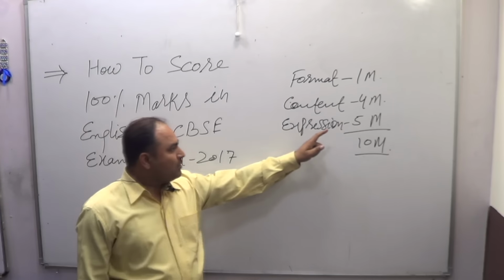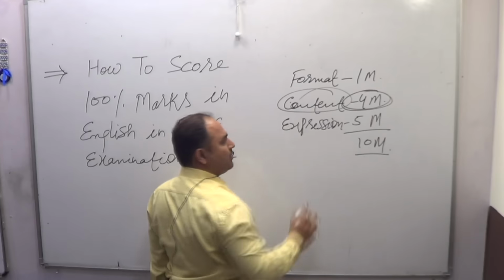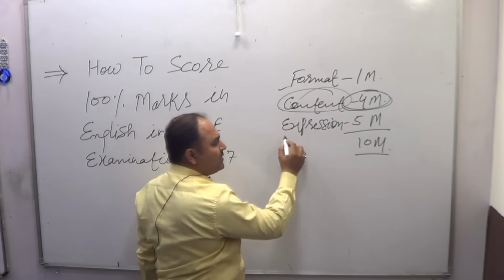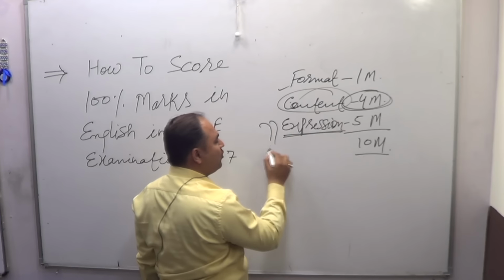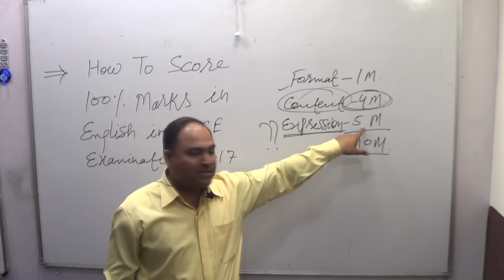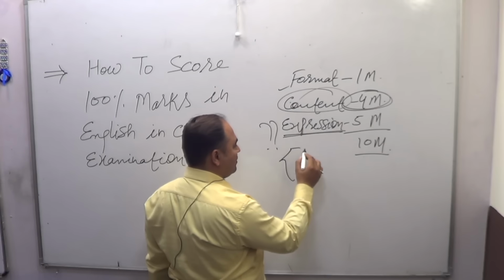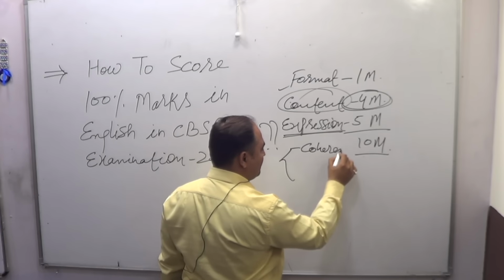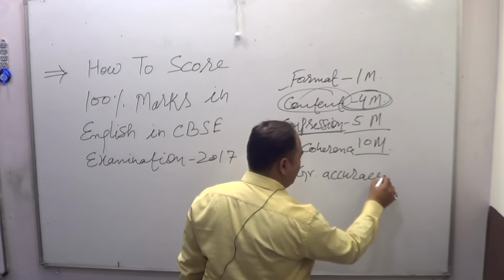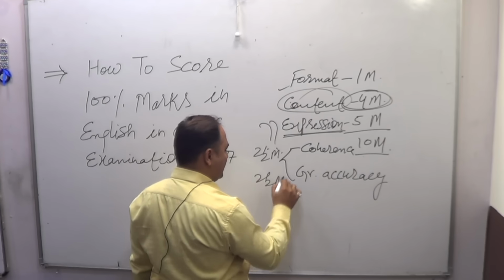So what the children do, you are more focused on this much area only. You are focused on content only, and sometimes format as well. But this part, expression part, this is ignored by the children. You ignore this part, and the 5 marks here, you lose it. It is consisted of two things: your coherence and grammatical accuracy, 2.5 marks, 2.5 marks.